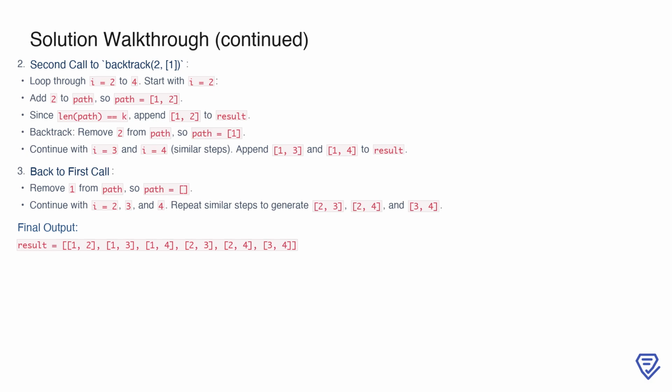Once we've finished processing all options starting with 1, we return to the first call and remove 1 from path, making it empty again. At this point, we proceed with i equals 2, i equals 3, and i equals 4, generating new combinations such as [2, 3], [2, 4], and [3, 4], by repeating the same process. The final output for this example is [1, 2], [1, 3], [1, 4], [2, 3], [2, 4], [3, 4].